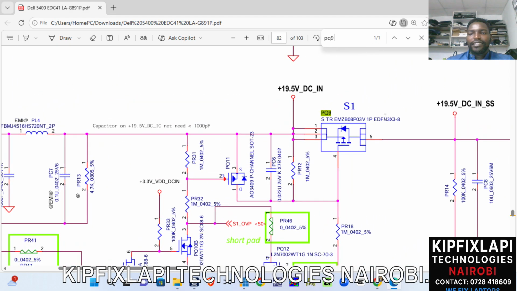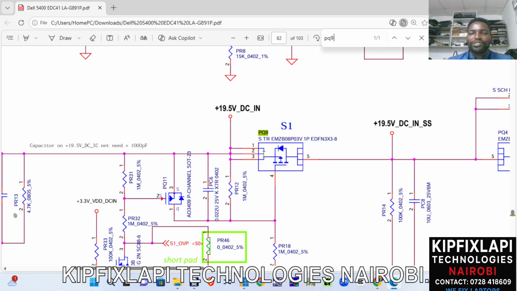Now let's go directly here. This is the first switch which receives power in the motherboard. So you see the main power is coming this way. Then we have other filtering components like the capacitors, resistors. Then here we have the first switch. This is the first MOSFET.